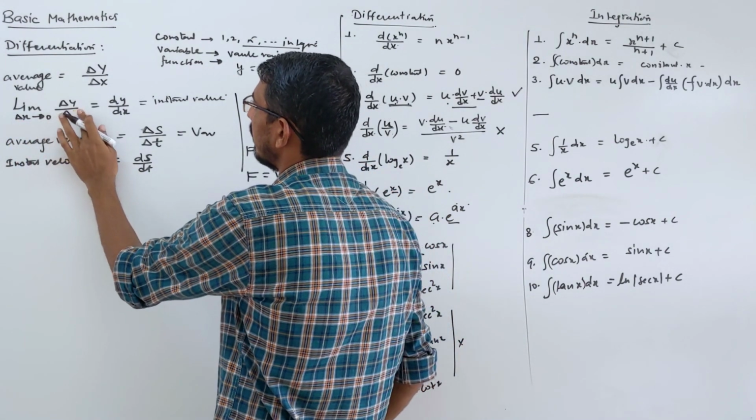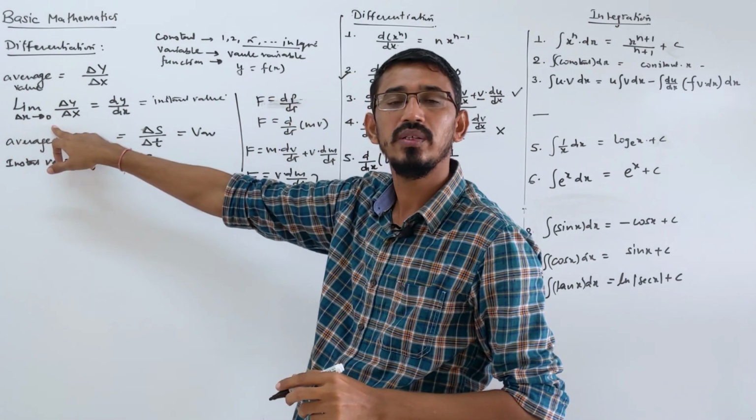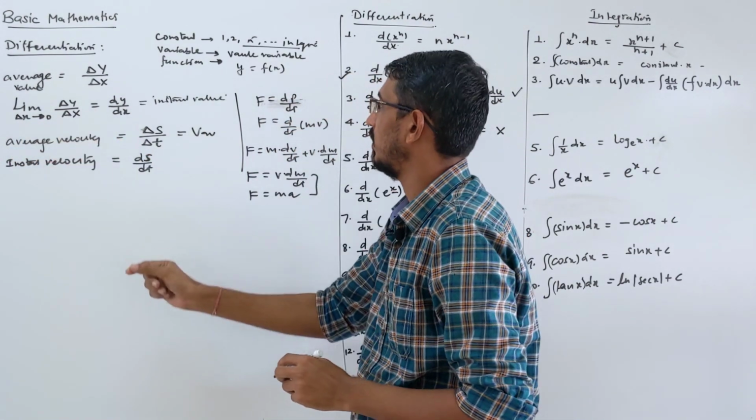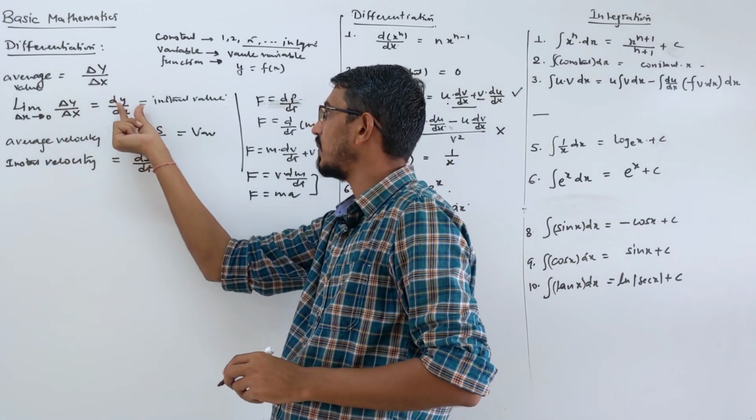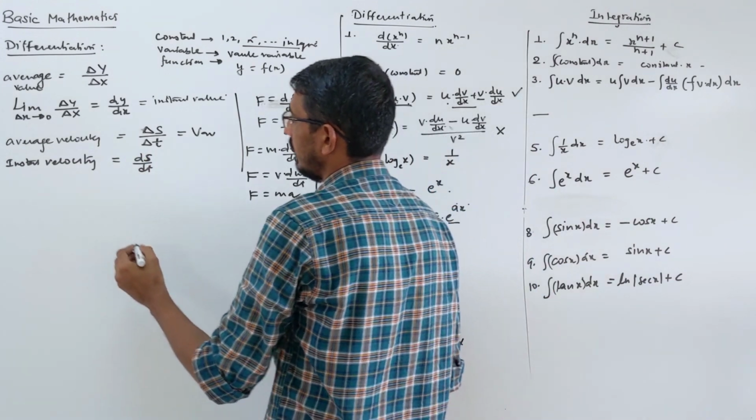I wrote a little wrong here, this is x actually, dx. Yes, x varies, tends to 0, very, very small. Then this average we can write in terms of the instant value. Okay, the opposite of this is your integration, right?